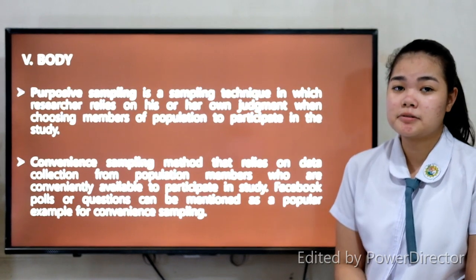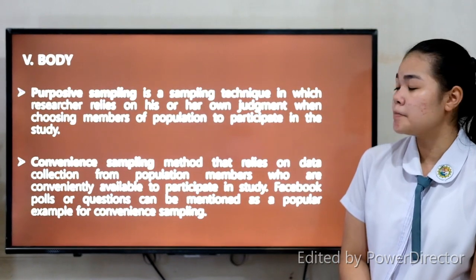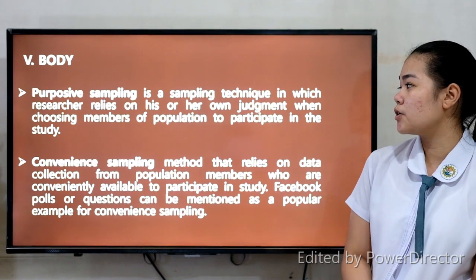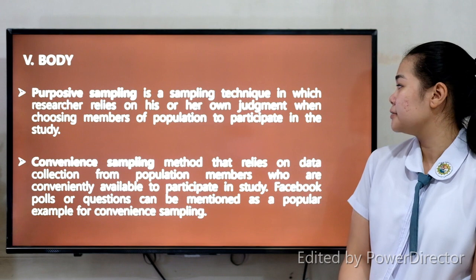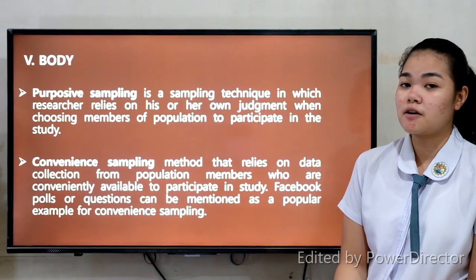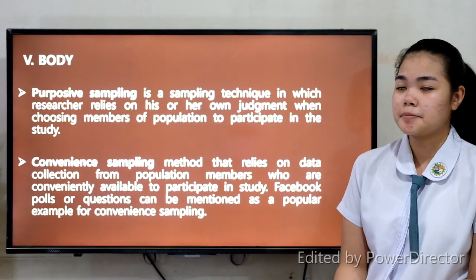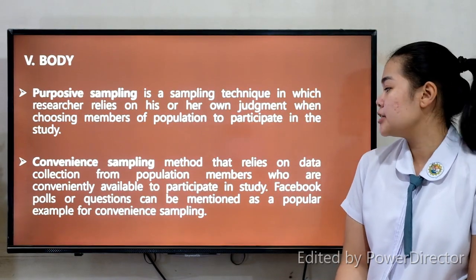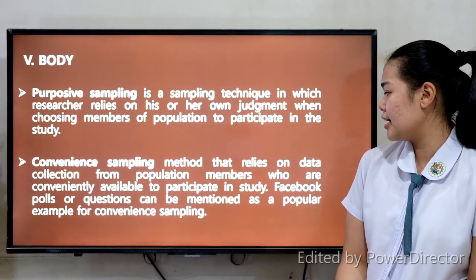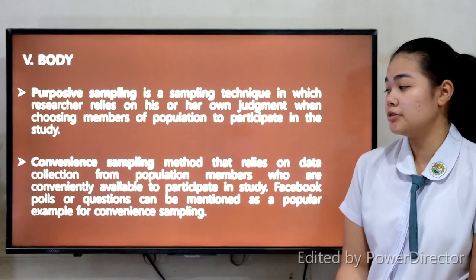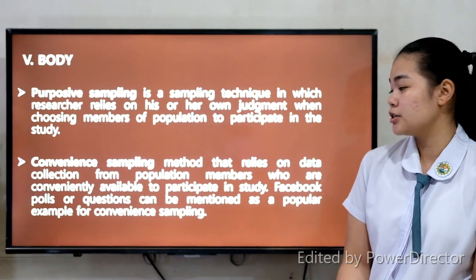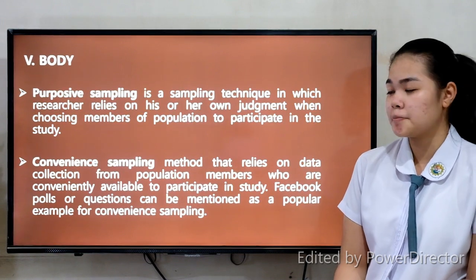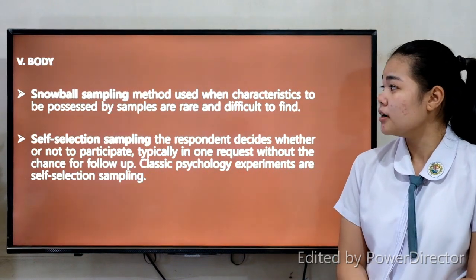Next is the purposive sampling. This is a sampling technique in which researchers rely on their own judgment when choosing members of the population to participate in the study. Next is the convenience sampling. This is a method that relies on data collection from population members who are conveniently available to participate in the study.